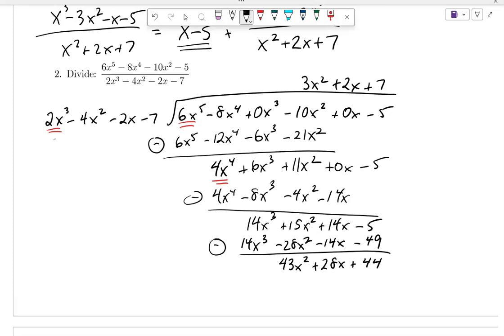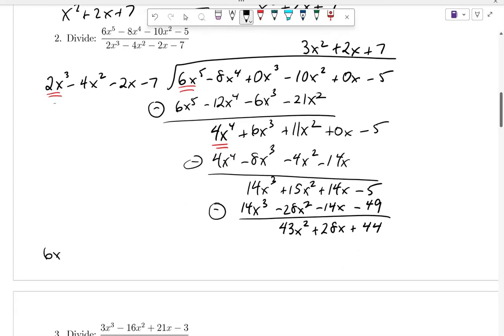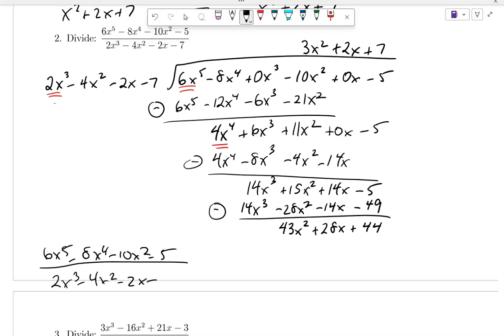So how can we rewrite our fraction? How can we rewrite that 6x to the 5th minus 8x to the 4th minus 10x squared minus 5 over 2x cubed minus 4x squared minus 2x minus 7? How can we rewrite that?